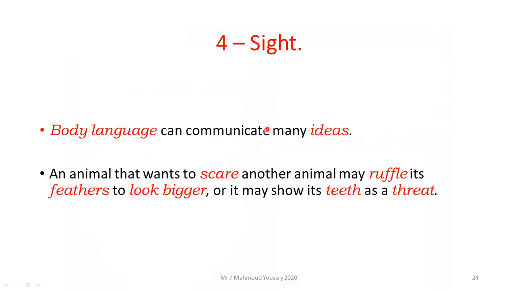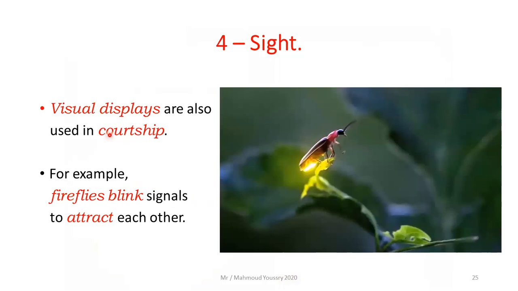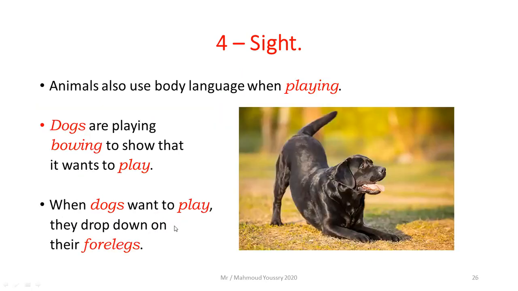Body language can communicate many ideas. An animal that wants to scare another animal may ruffle its feathers to look bigger, and it may show its teeth as well. Visual displays are also used in courtship. So this is communication by sight, like the fireflies. This is a firefly. The fireflies blink signals to attract each other.